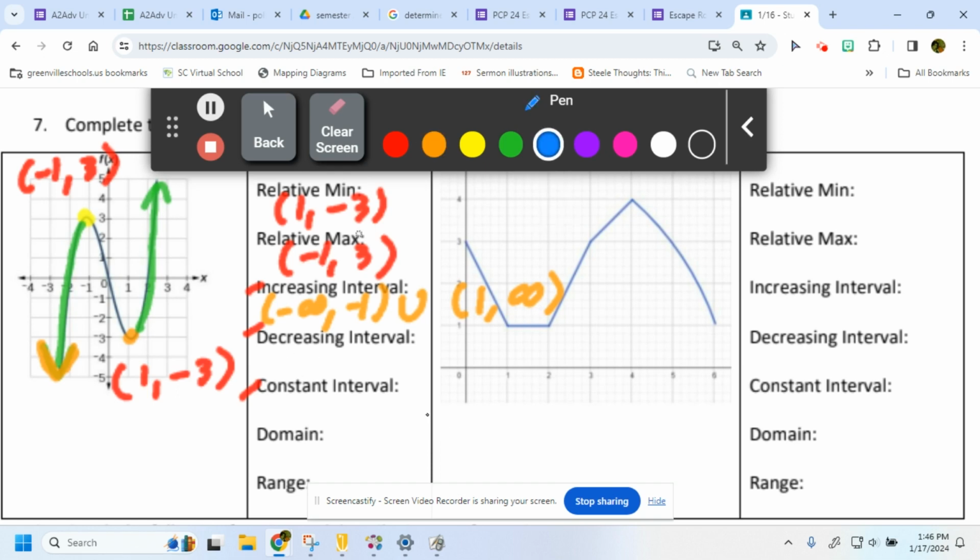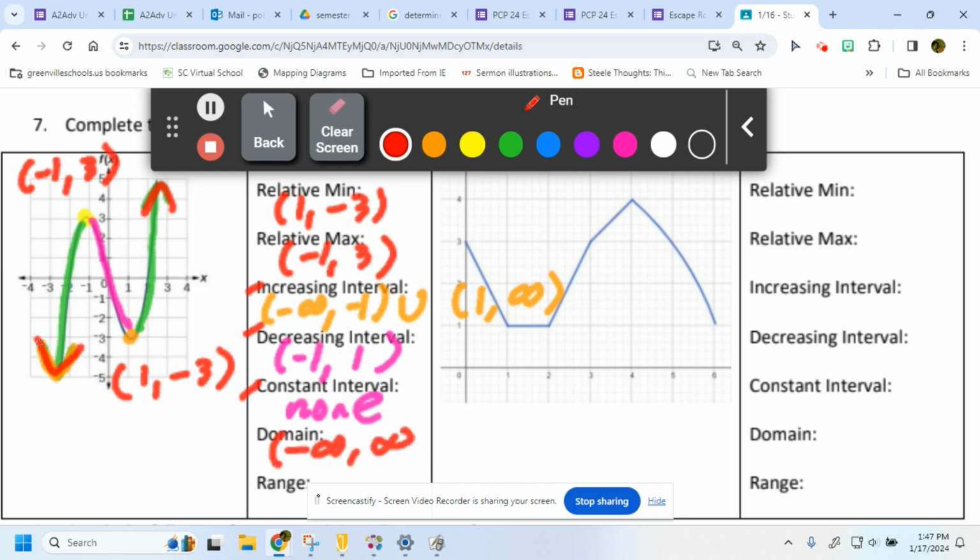While for the decreasing interval, I can say the pink one. This is the decreasing, it's going down. It's going down from negative 1 to positive 1. There's no constant here, meaning a flat horizontal, so this will be none. The domain here, since this keeps going to the left, this keeps going to the right, is all real numbers. And we know the range here, this keeps going down and keeps going up, so it's going to be the same, all real numbers. Okay.